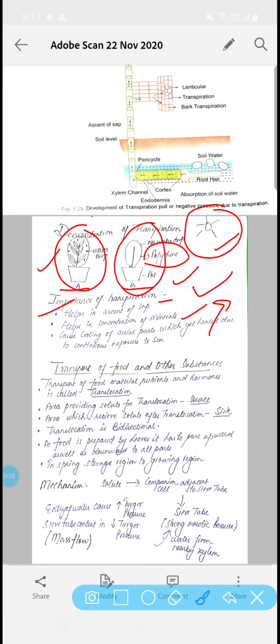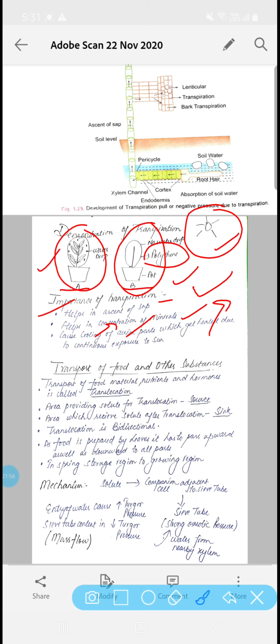In the same way, the minerals get concentrated during transpiration. Now, transpiration is the phenomenon of evaporation. In class 9th you have discussed that evaporation produces a cooling effect. In the same way, transpiration, being evaporation, will cause the cooling of the aerial parts.